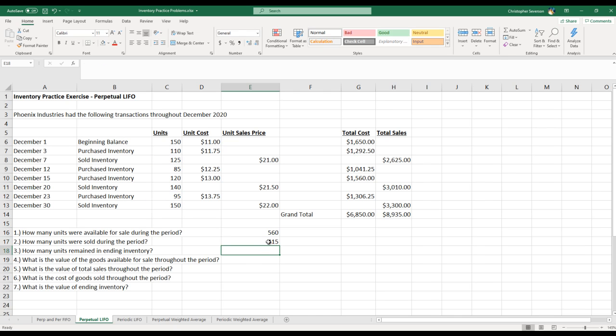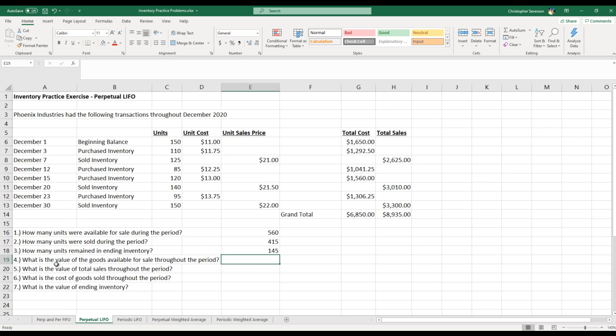We sold 415 units. We had 560 that we could have sold. We sold 415. So if we subtract the two, if we had 560 and we sold 415, we must have 145 left. So those 3 questions are just units.